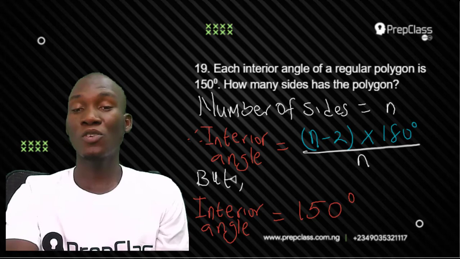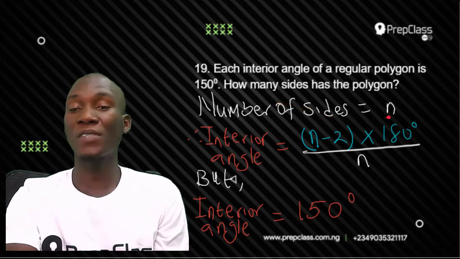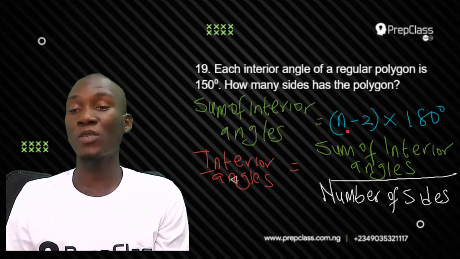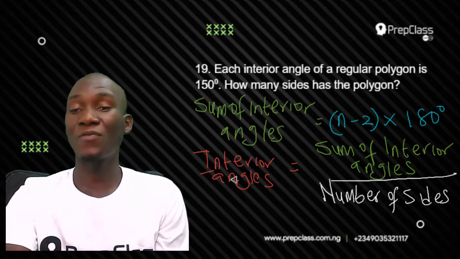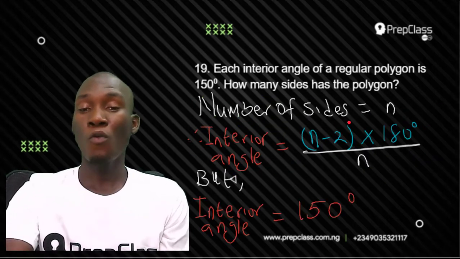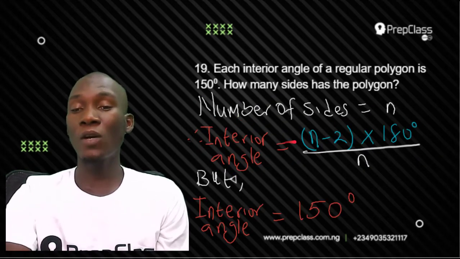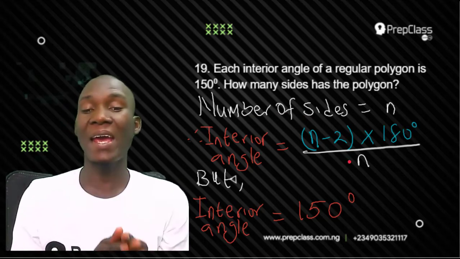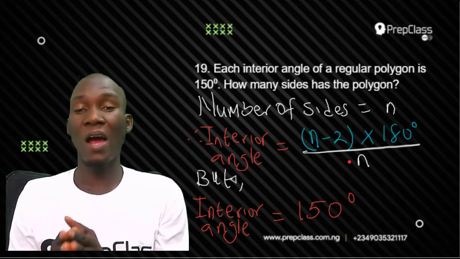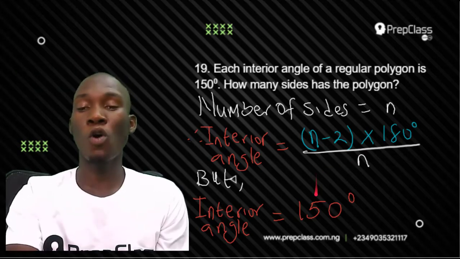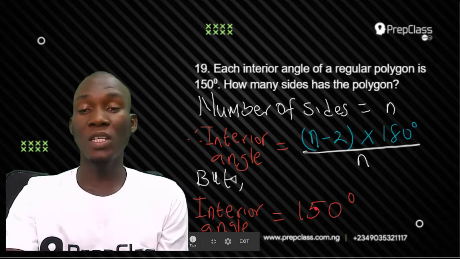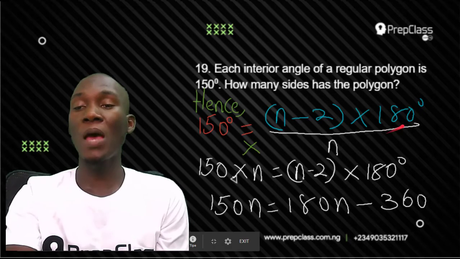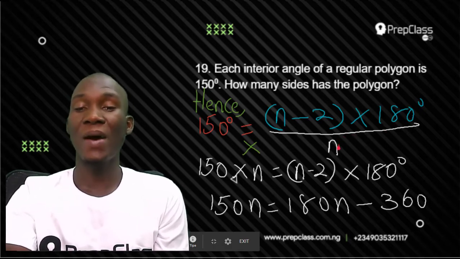Since we don't know the number of sides, we are going to say let the number of sides be n, because from the formula, sum of interior angles equals n minus 2 times 180 degrees. n stands for the number of sides. So now we can say that the interior angle equals n minus 2 multiplied by 180 degrees divided by n. Now, what is the interior angle? We are given that the interior angle is 150 degrees from the question. So this means that 150 degrees equals n minus 2 multiplied by 180 degrees divided by n.